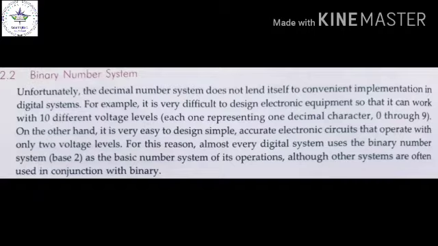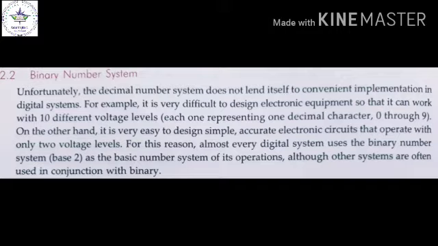Next is the binary number system. As we know, a computer cannot work upon the decimal number system because it is very difficult to design electronic equipment that can work upon 10 different voltage levels, where each level represents one decimal symbol. On the other hand, it is very easy to design simple, accurate electronic circuits that operate with only two voltage levels, high and low, or maybe the presence of electricity and absence of electricity.